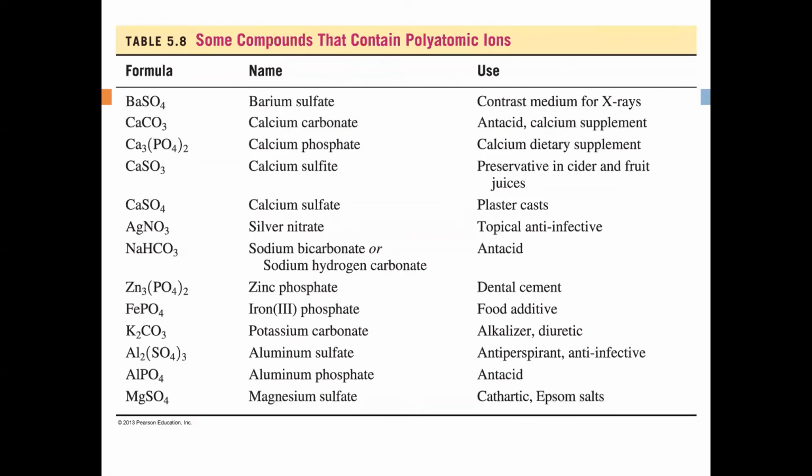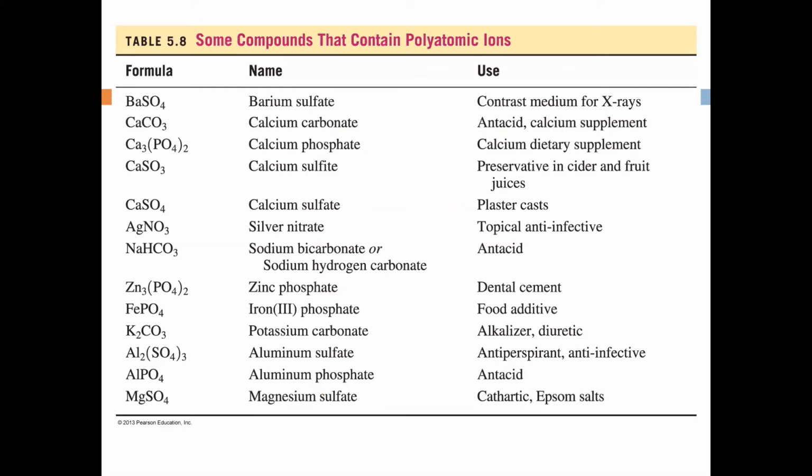These are just some examples of where you see these. Barium sulfate is the medium used for a barium swallow or as a contrast for x-rays. Calcium carbonate is an antacid. Calcium phosphate is a dietary supplement. Calcium sulfite is used to preserve fruit juices and sometimes ciders. You also have calcium sulfate, just one more oxygen than the sulfite, and that is what's used in plaster casts.